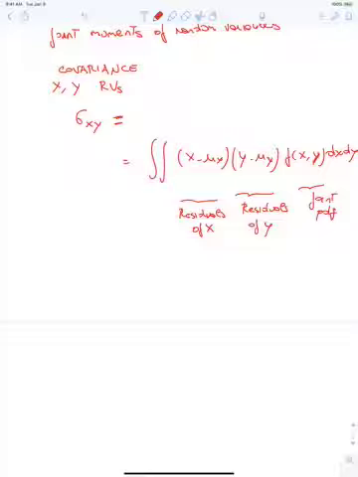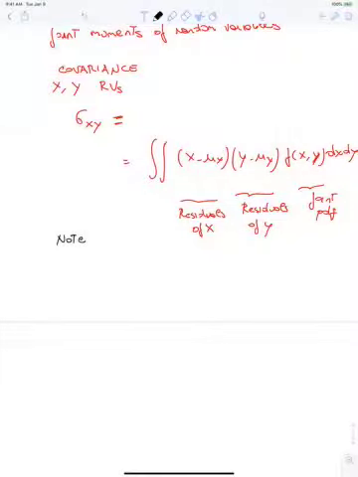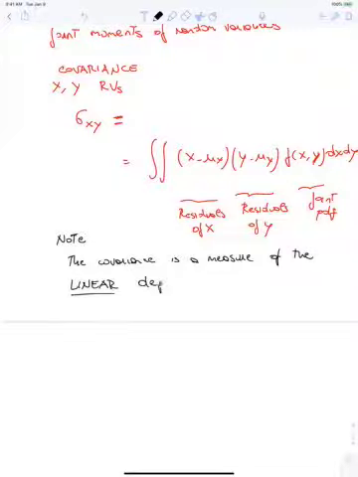Now, the covariance is a measure of the linear dependence between two random variables. I'm going to show you in a minute what this means. It's going to be more clear when we do some examples. Unfortunately, the statistical and the probability notation sometimes is not very intuitive, but it's a measure of the linear dependence between two random variables.